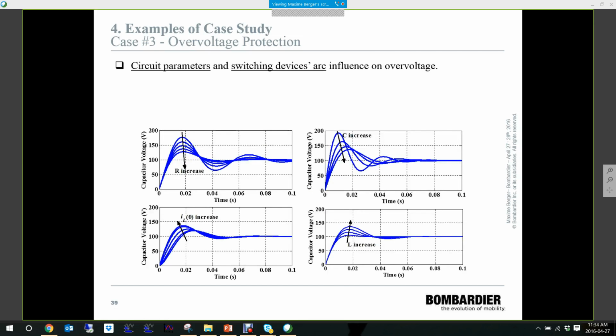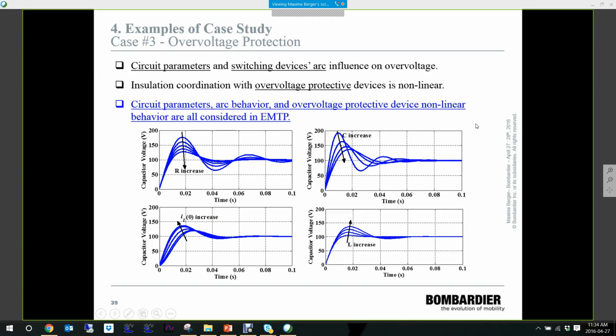So what is important to remember here is that circuit parameters and switching device arc influence are important to be considered when we're studying overvoltage. And the insulation coordination with overvoltage protective devices is highly nonlinear. In fact, circuit parameters, arc behavior, and overvoltage protective devices' nonlinear behavior can all be considered with detailed models in EMTP.